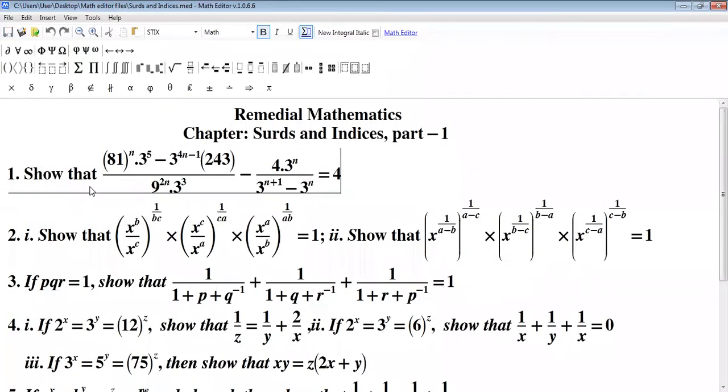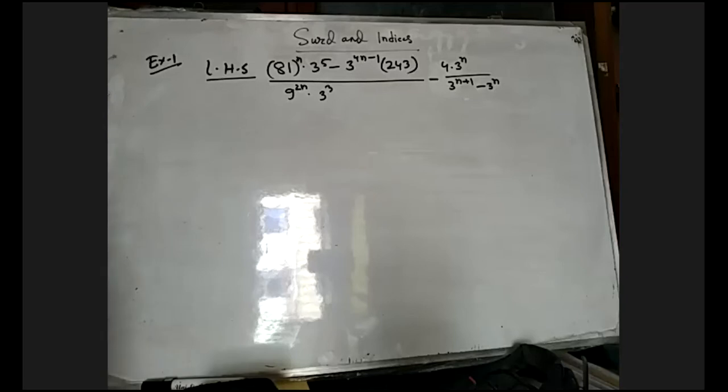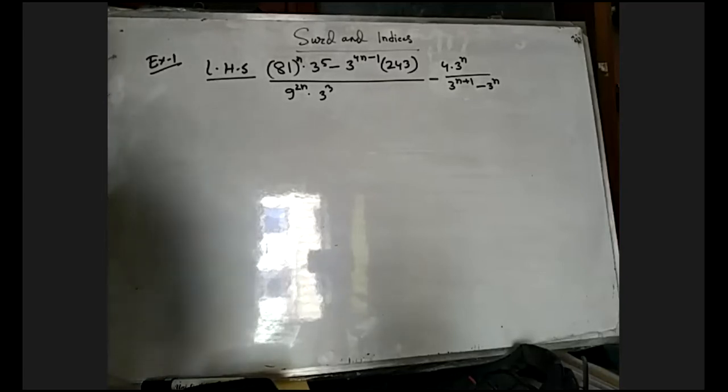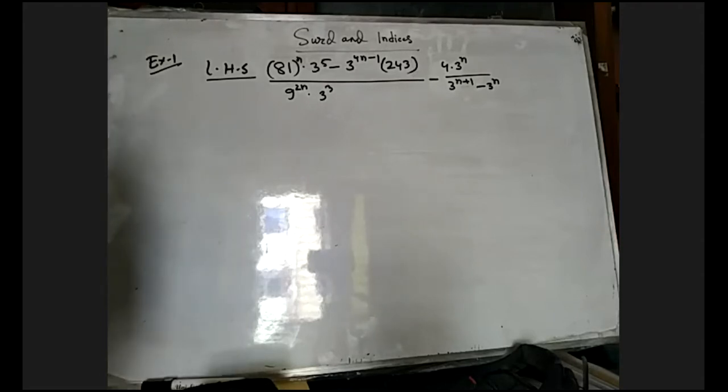So the first question is, show that 81 to the power n into 3 to the power 5 minus 3 to the power 4n minus 1 into 243, divided by 9 to the power twice n into 3 cube minus 4 into 3 to the power n, divided by 3 to the power n plus 1 minus 3 to the power n, equals 4. We have to show this equals 4.